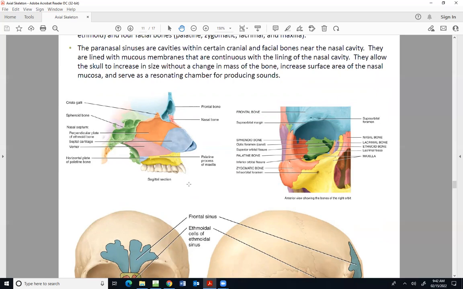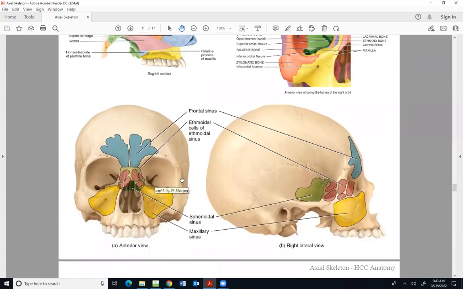Their function is to increase the size of the skull without changing the mass of bone, increase the surface area of the nasal mucosa, and serve as a resonating chamber for producing sounds. And they're all illustrated here. We talked about the two frontals in our forehead, the sphenoid, which you can really appreciate more here in the lateral view. There are all those little tiny ethmoidal ones, and then two big ones in our cheek area below the eyes are from your maxilla bone, so we call those maxillary sinuses.